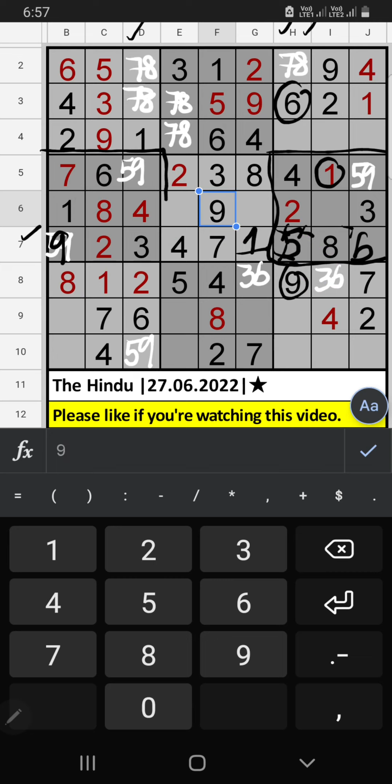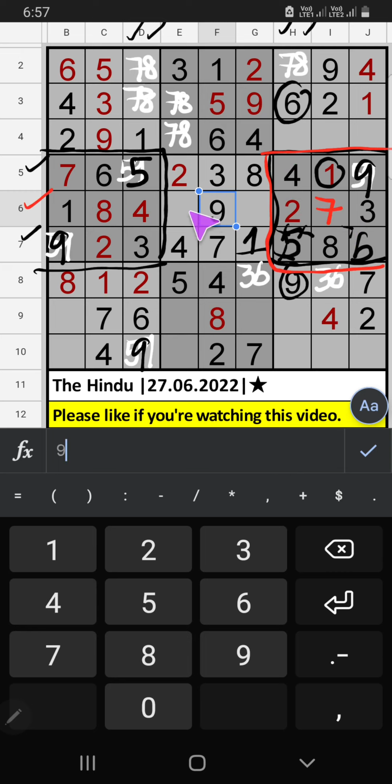4th grid, only 1 number is remaining. 5 is confirmed here. Column D, only 1 number is remaining. 9 is confirmed here. 5th row, only 1 number is remaining. 9 is confirmed here. 6th grid, only 1 number is remaining. 7 is confirmed here.